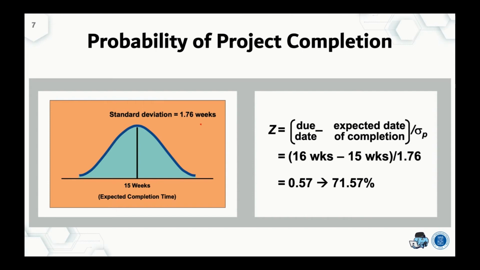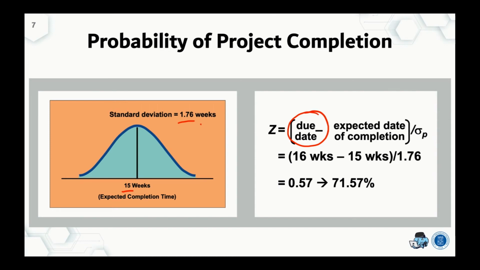Based on the formula and the situation in our previous example, the project's expected completion time is 15 weeks with a standard deviation of 1.76 weeks. We can first find z, which is the due date minus the expected completion time, divided by sigma. In our data, we only have the expected completion time, which is 15 weeks.